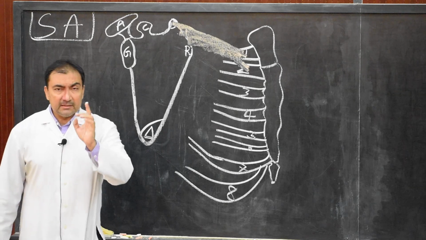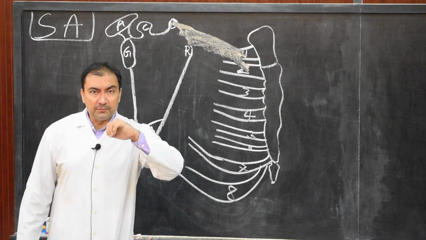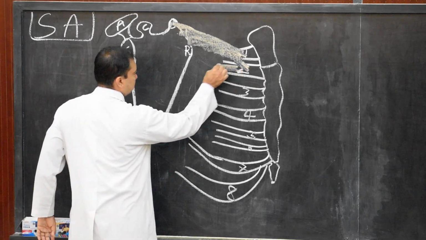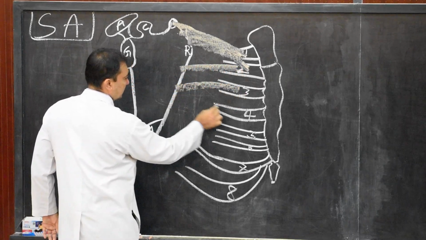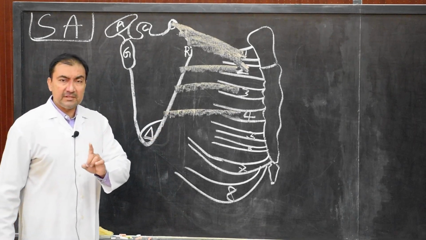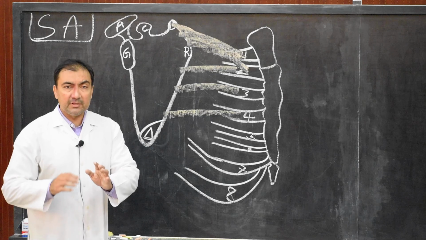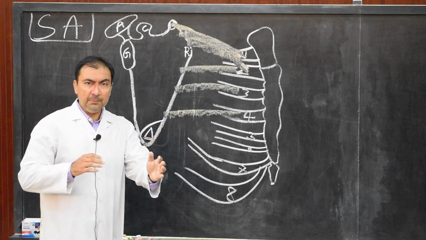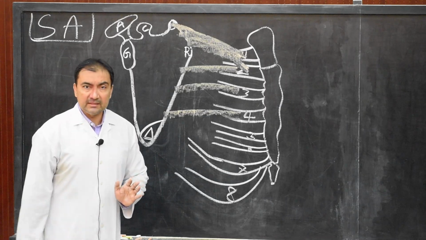Then, the second, third and fourth digitations will take origin from the respective ribs. The second, third and fourth digitations of serratus anterior take origin from the respective ribs, that is the upper border and outer surface of the second, third and fourth ribs.